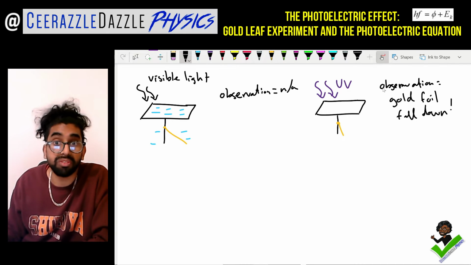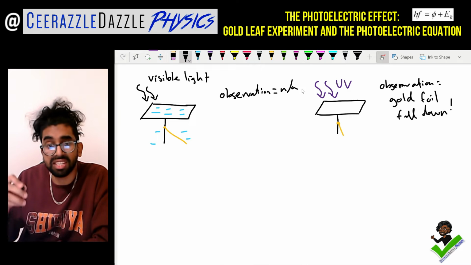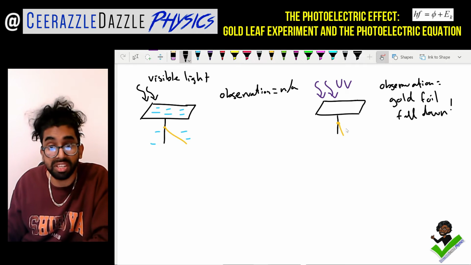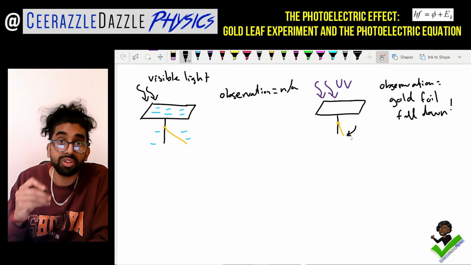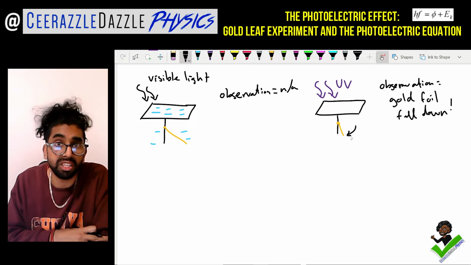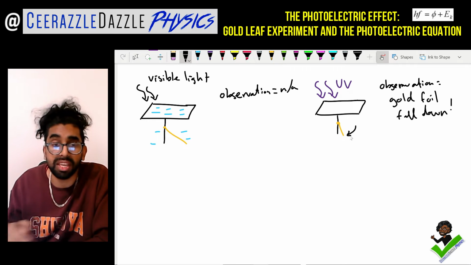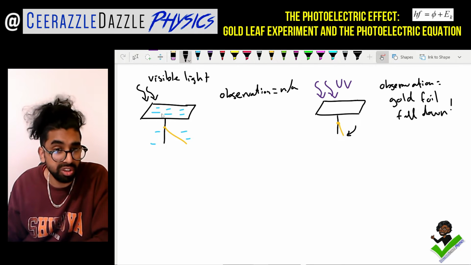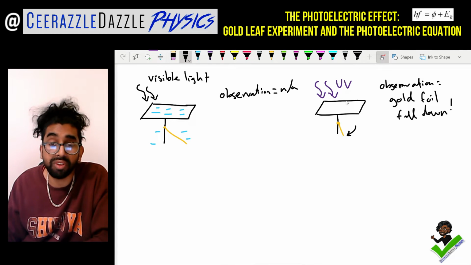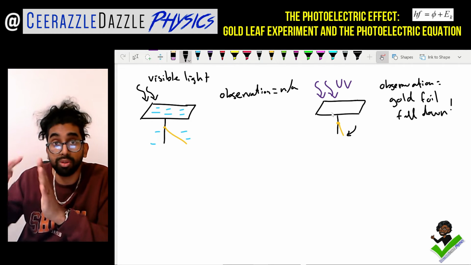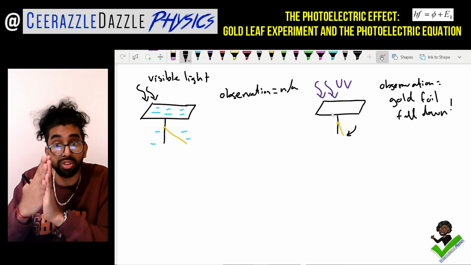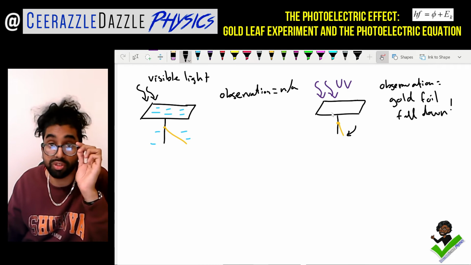Excellent, so that is our observation. When UV light is hitting it, the gold foil has fallen down over here. We are going to try and explain this entire experiment. So how on earth is this happening here? How is it possible that when I charge it and we shine invisible light, nothing happens, but when I shine ultraviolet light, the gold foil drops down?